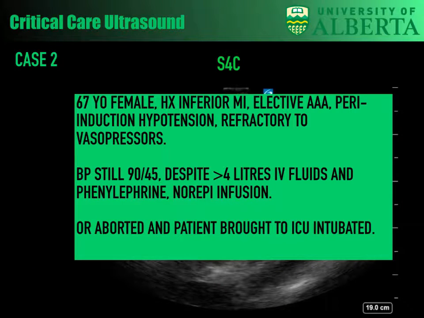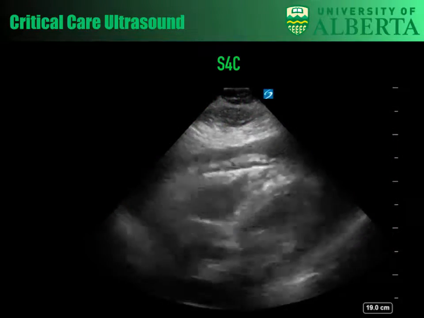So this is a patient, a 67-year-old female, for an elective AAA. She had her induction for her AAA, and basically crashed in the operating room, requiring around 4 liters of fluid and multiple vasopressors. Obviously, the OR was aborted. The patient was brought to the ICU, intubated. This was a very, very sick lady on a lot of vasopressin and norepi and epi. And so this was the first view we could see.